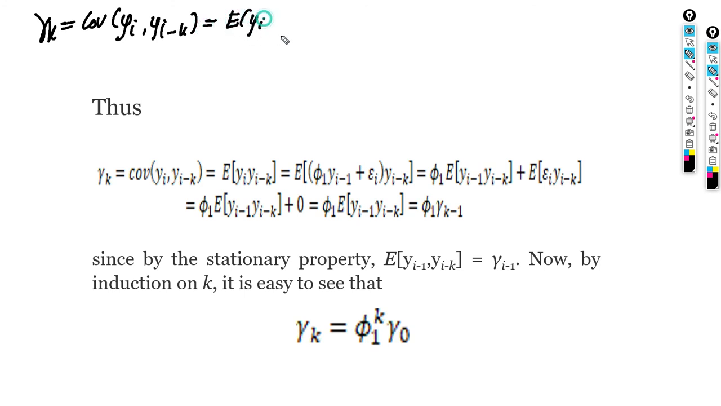and this is equal to the expectation of y sub i times y sub i minus k. Now, like what I just said, y i is equal to phi 1 y i minus 1 plus epsilon i, isn't it? Then multiplied by y i minus k.